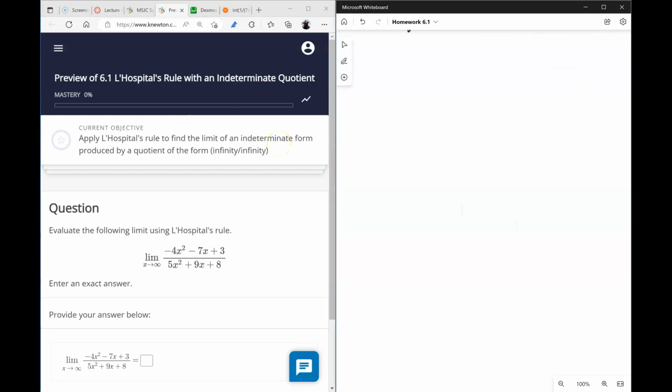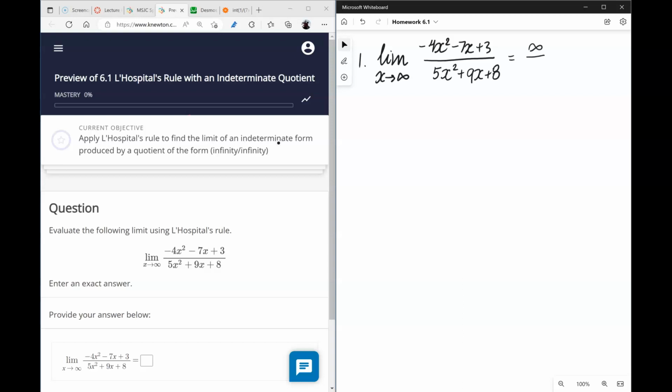So problem number one. The truth is that when we're working with polynomials or rational functions, we don't really need L'Hopital's rule because the answer will just be the ratio of the leading coefficients when the degrees of the numerator and the denominator match, as they do in this case. But just for the sake of practicing L'Hopital's rule, let's pretend that we don't know that.